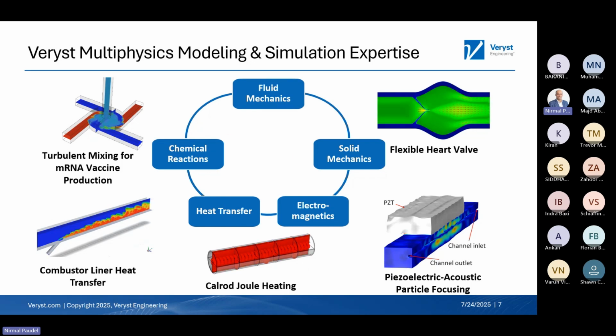On the top, we have a flexible heart valve. This is a biomedical example involving a soft, flexible heart valve under pulsating blood flow. The analysis combines fluid-structure interactions, hyperelastic materials, and transient boundary conditions to predict valve behavior under realistic loading conditions.